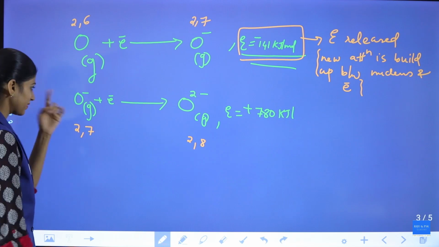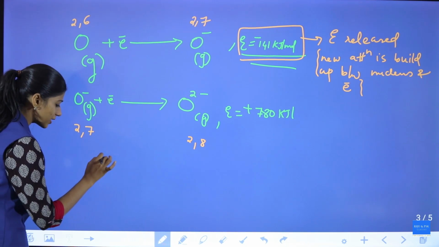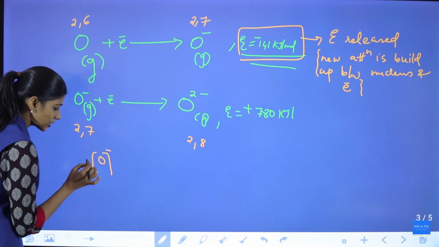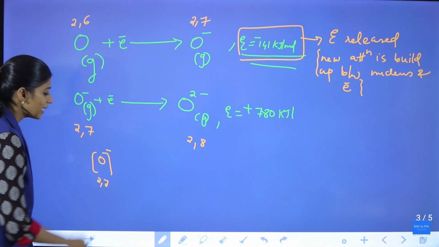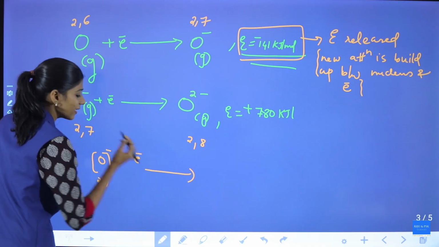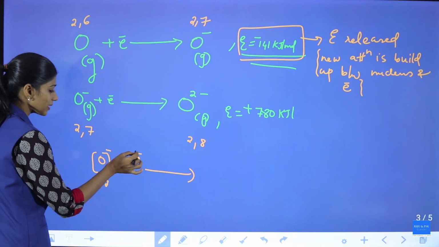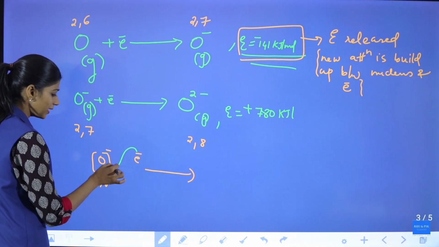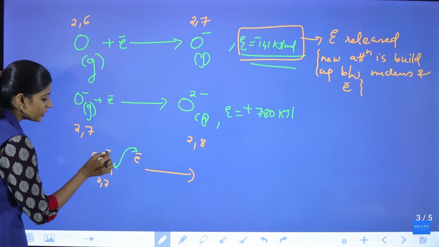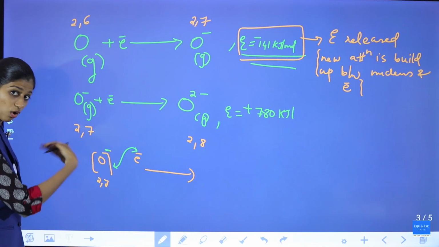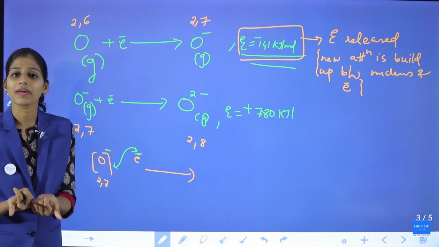Energy is taken in. So the reason is, let's say this oxygen already has a negative charge, and 2 7 is the electronic configuration. We are adding one electron to this. So you see, when this electron comes and tries to add, the problem is the negative charge on the oxygen and the negative charge on the electron will repel.